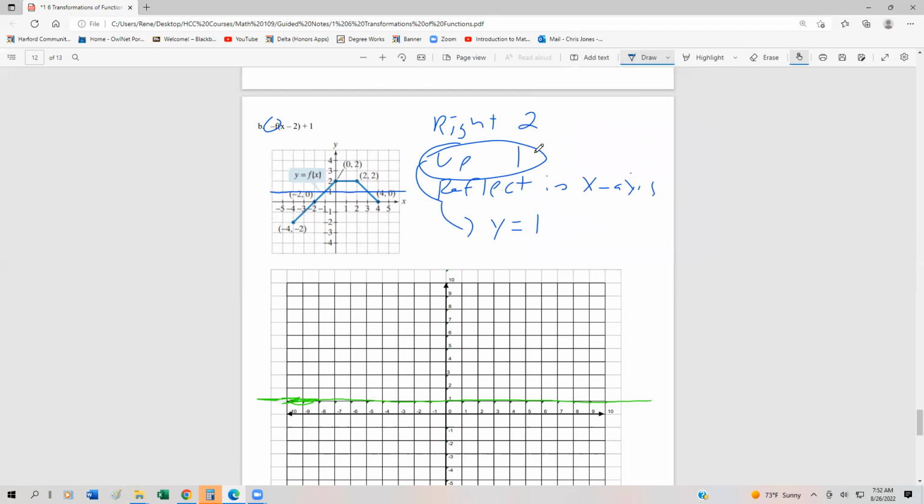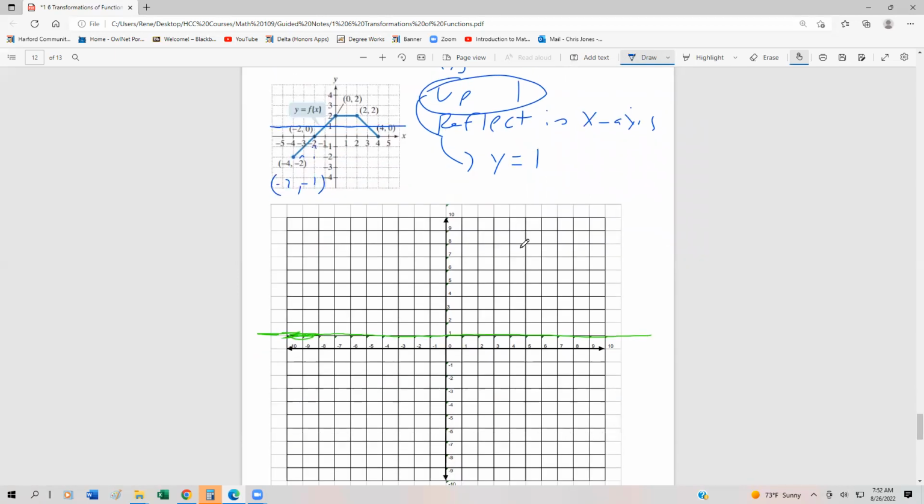So we're going to move it right 2, and then we're going to move it up 1. What that becomes is the point -2, -1. So if I plot the point -2, -1, we get the point right about here. Now notice from that line that we just drew, it's 2 units away. So what we would do to reflect that point is draw it 2 units away.